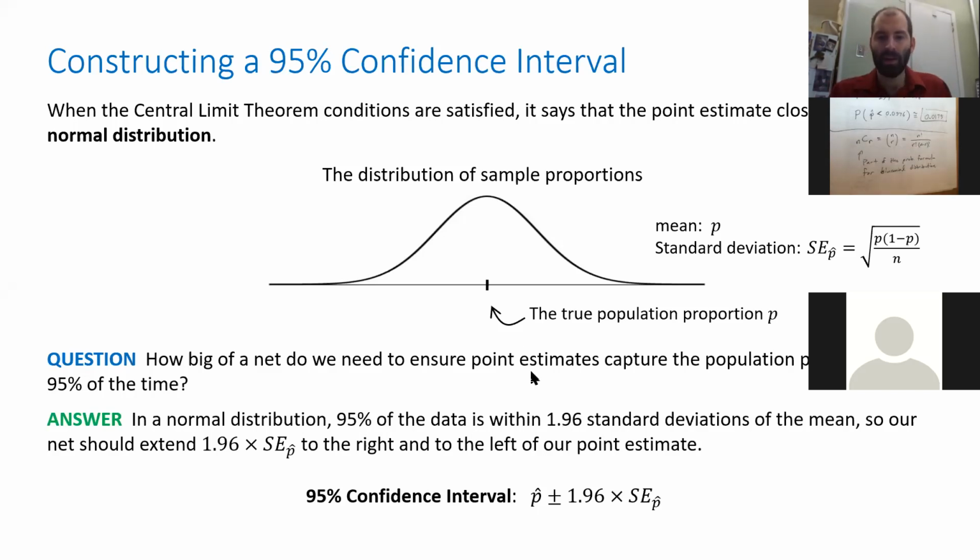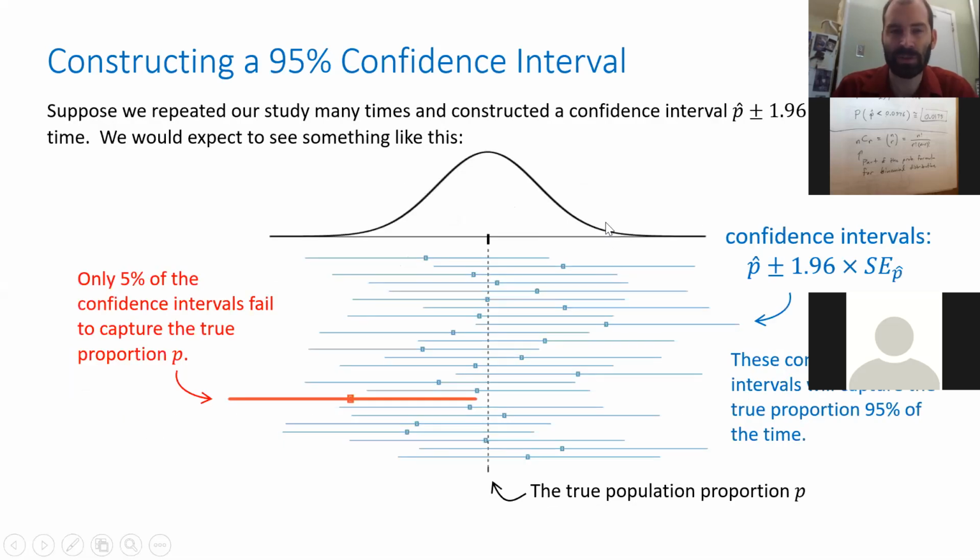Okay, so a 95% confidence interval is our point estimate. We're going to go out and take a sample, measure a proportion from the sample, and then we're going to add or subtract 1.96 standard deviations. And you can compute the standard deviation because you've got that formula. So that's how you construct your confidence interval. I'm going to talk a little bit more about this just so we get a conceptual idea of what's going on here.